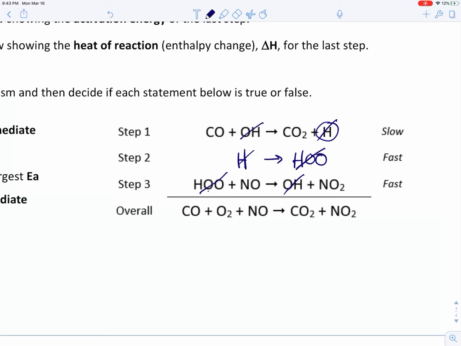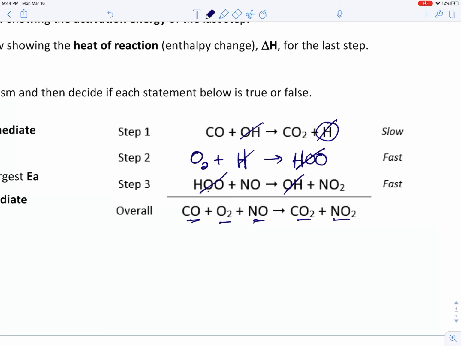There's nothing else that falls into that category, so now is there anything in the overall reaction that doesn't appear in steps 1 or 3? Notice there's a CO in the overall process, and there was a CO as a reactant in step 1. There's an NO in the overall, and there's an NO in step 3 as a reactant. CO2 and NO2 are products overall, and they are products in steps 1 and 3. But that leaves O2. O2 was a reactant in the overall, and there is no O2 in the mechanism, so we'll add the O2 as a reactant in step 2. So there's our missing step.